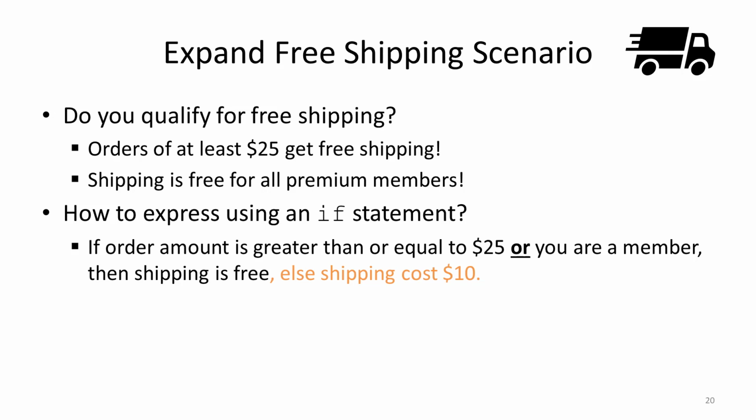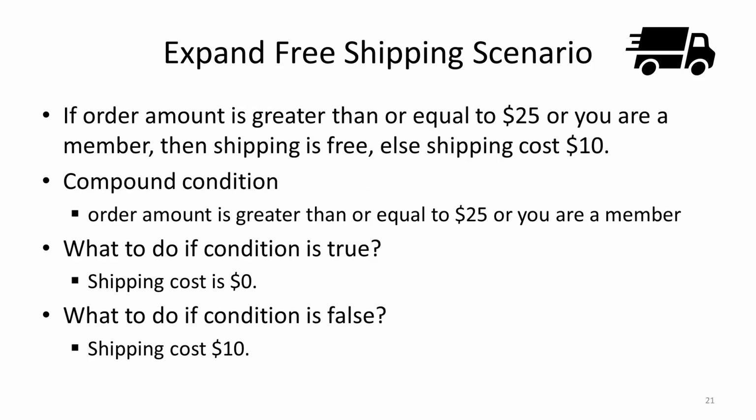So the complete if statement in plain English would be: if order amount is greater than or equal to 25, or you are a member, then shipping is free. Else, shipping costs $10. So if we break it down, we have our compound condition, order amount greater than or equal to 25, or you are a member. If that compound condition is true, shipping cost is 0. If that compound condition is false, then the shipping costs $10.